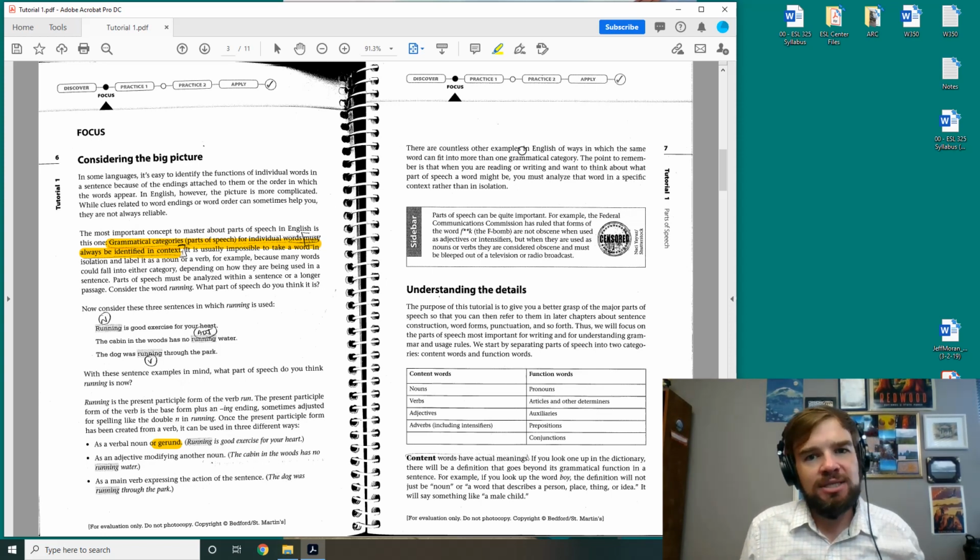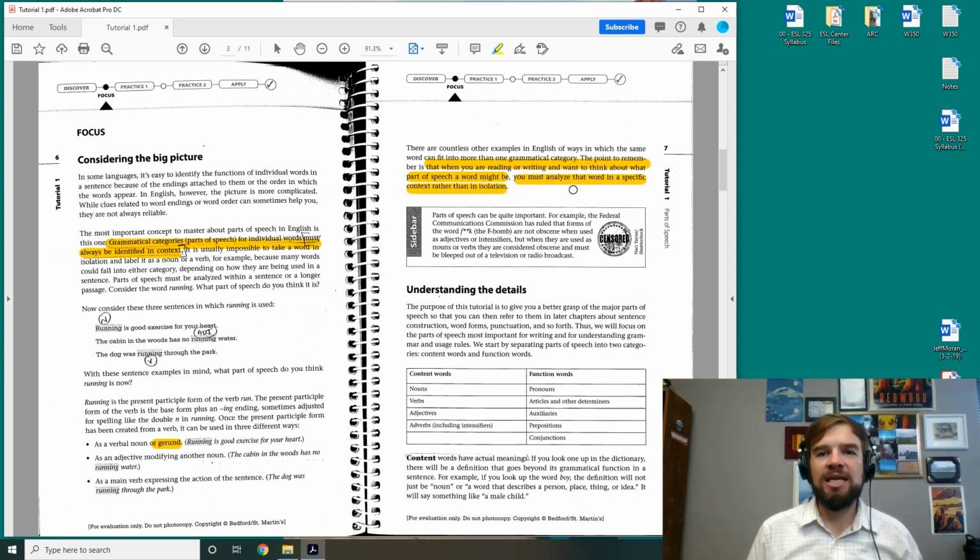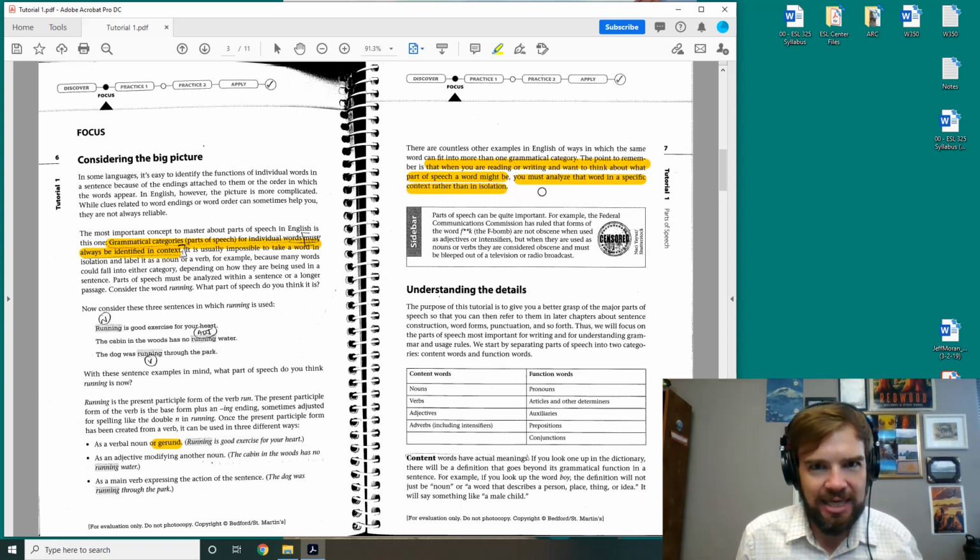So there are countless other examples in English of ways in which the same word can fit into more than one grammatical category. The point to remember is, and I'm going to highlight it again, that when you are reading or writing and want to think about what part of speech a word might be, you must analyze that word in a specific context rather than in isolation. This is a key idea. Make sure you get it before you continue. Okay, we're going to continue.